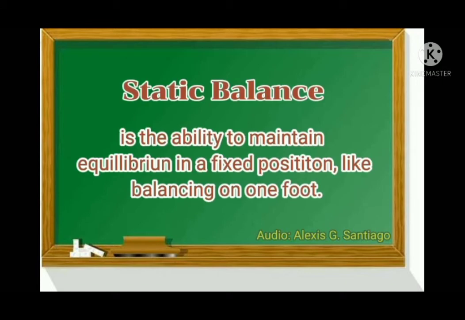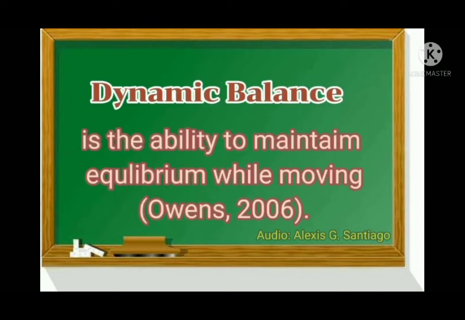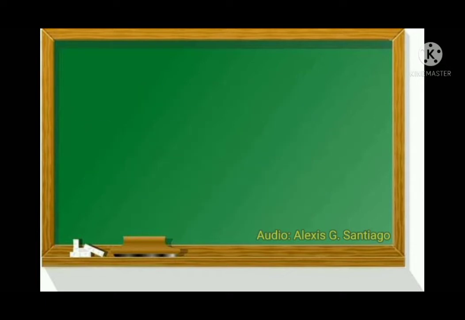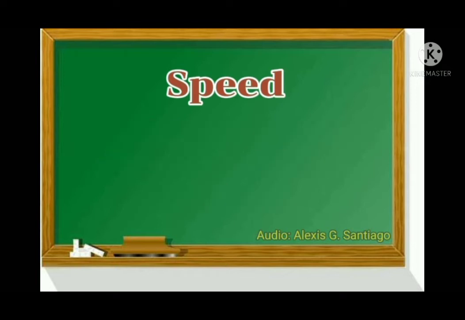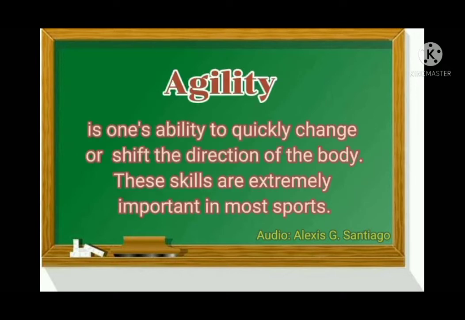Static balance. Static balance is the ability to maintain equilibrium in a fixed position, like balancing on one foot. Dynamic balance. Dynamic balance is the ability to maintain equilibrium while moving (Owens, 2006). Speed. Speed is the ability to cover a great distance in the shortest possible time. Agility. Agility is one's ability to quickly change or shift the direction of the body.